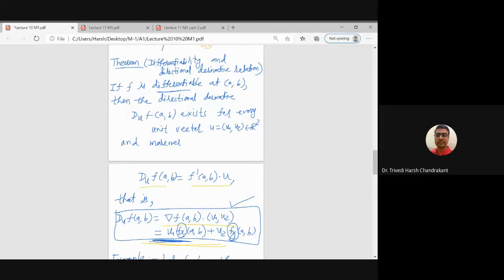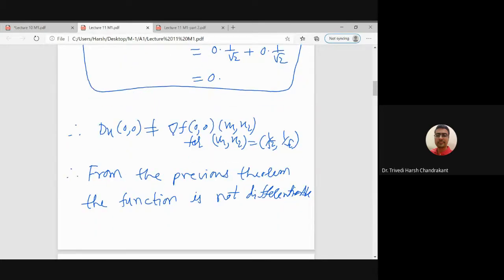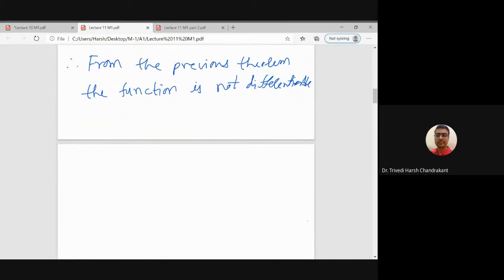But on the other hand, if this equation is satisfied for every unit vector u, that doesn't mean that the function must be differentiable. So the converse of this theorem is not true. Even for every vector u, this equation may be satisfied, but the function may not be differentiable. That can happen. So let us see one example.